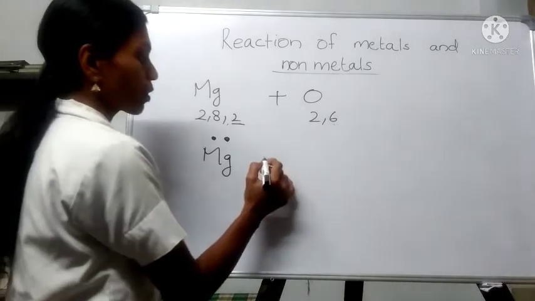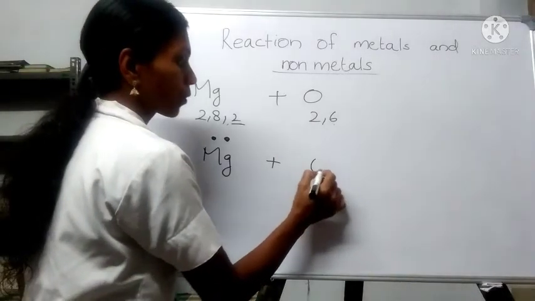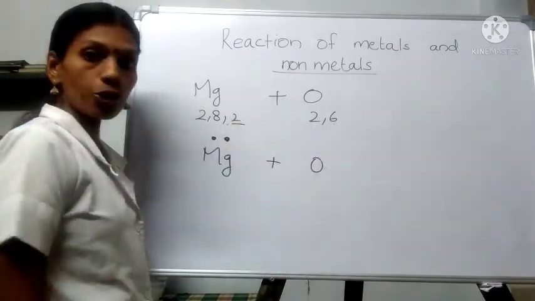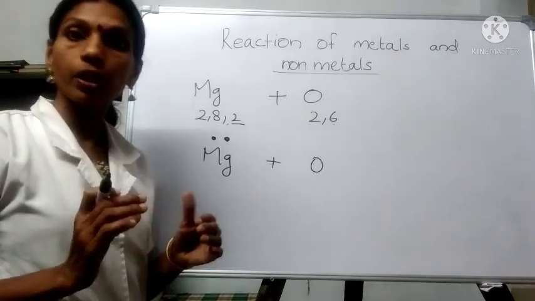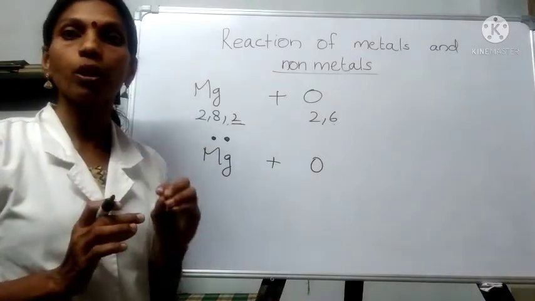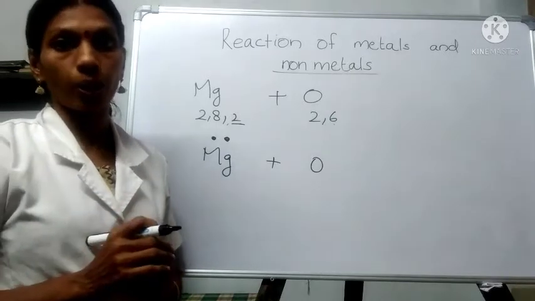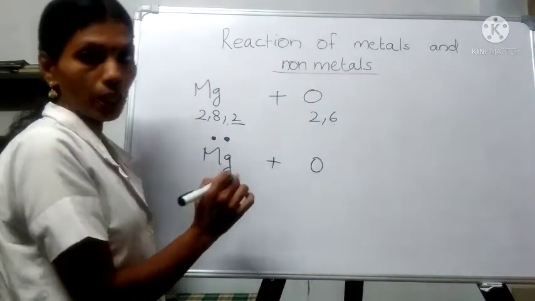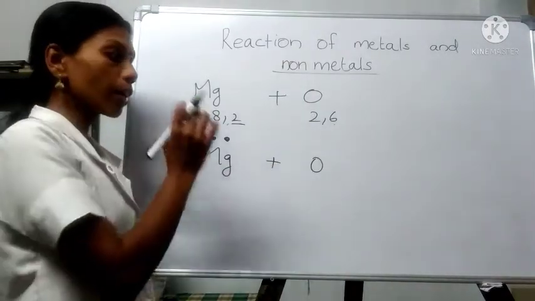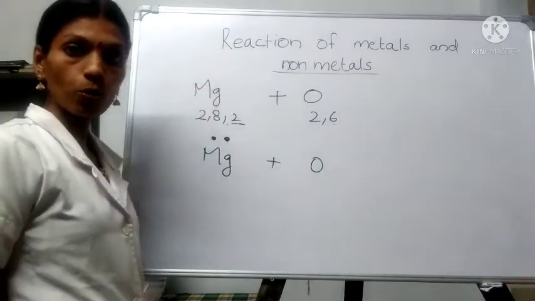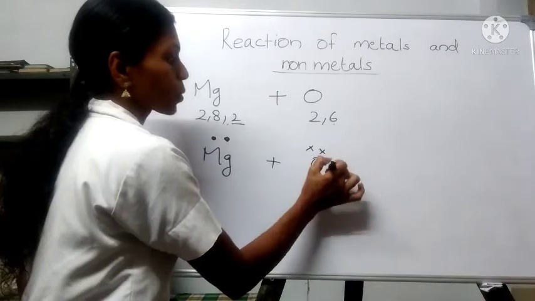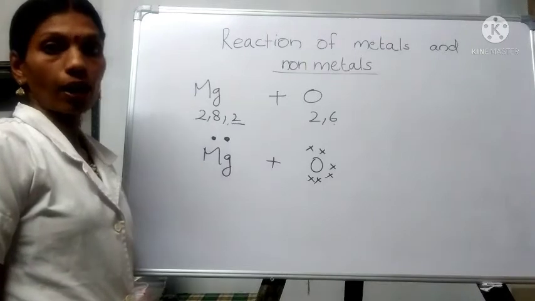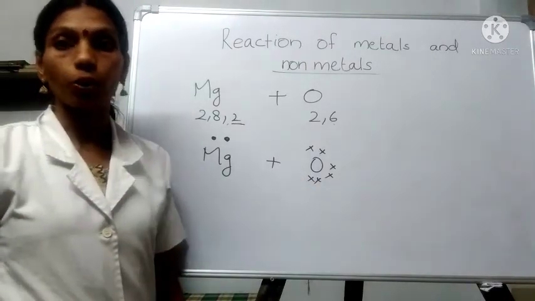Now, how can we show the electron dot structure of oxygen? First, we have to write the symbol of oxygen, that is O. And how many electrons are there in the last shell? 6 electrons. When we are writing the electron dot structure, we represent only the electrons present in the valence shell. In the case of oxygen, it contains 6 electrons in the valence shell. So here we have to draw 6 electrons. Then to distinguish the electrons of magnesium from the electrons of oxygen, here instead of dots we can use crosses. So the 6 electrons in the valence shell of the oxygen atom we can show as dots.